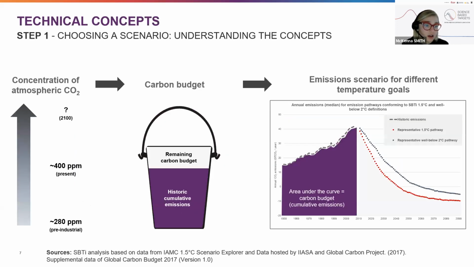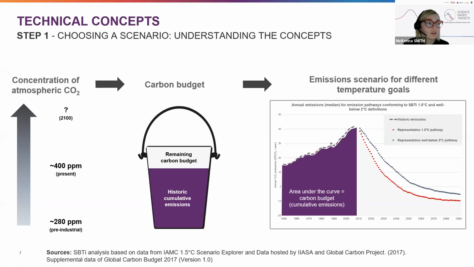So this is an excellent visual representation of what I was just explaining. As you can see on the left, we have a certain level of concentration of atmospheric CO2. Next, we look at our carbon budget. The purple there is representing the historic cumulative emissions, and the white at the very top is our remaining carbon budget. And so going back to the previous slide, the carbon budget there allows us to understand how much those scenarios need to be in line with the science to limit warming, for example.